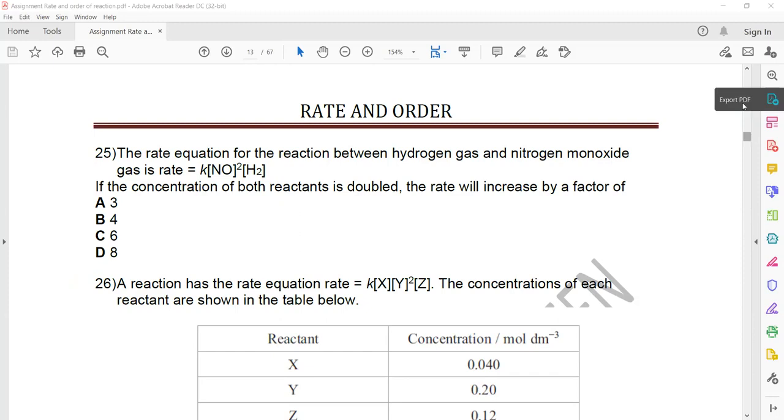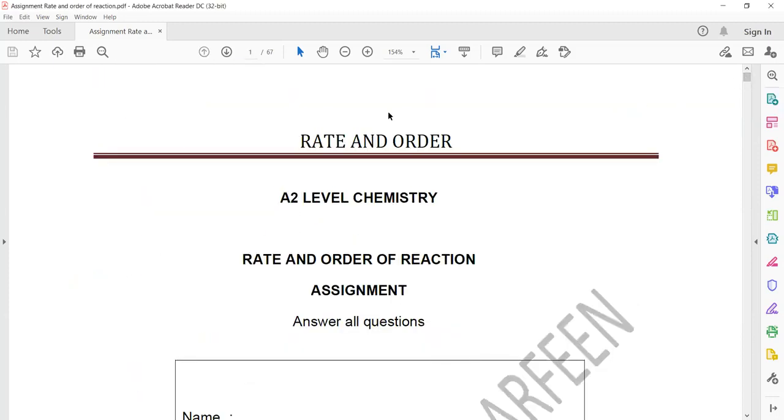So this was the exercise related to rate and order. Today we discussed MCQs. Tomorrow we'll do structured questions related to this topic. Any question related to the class? No, sir.